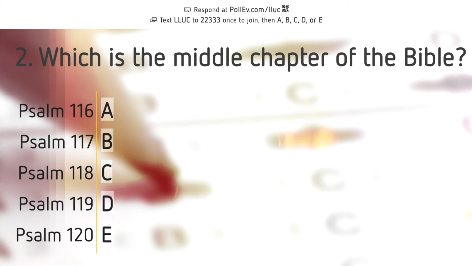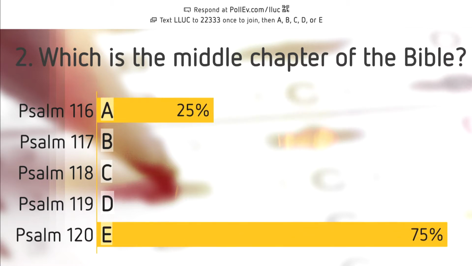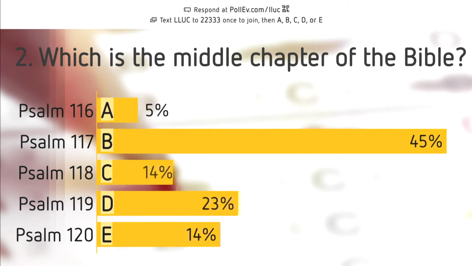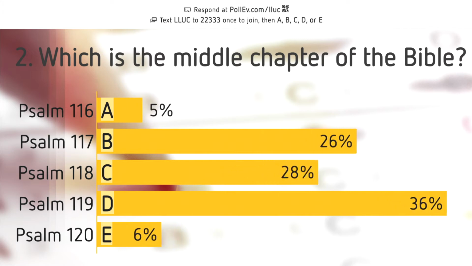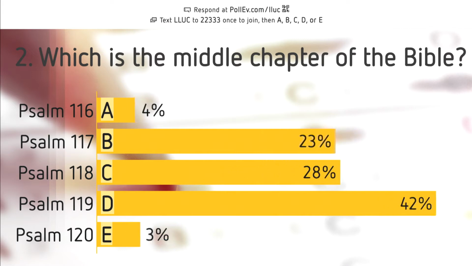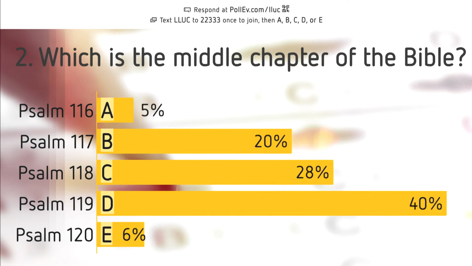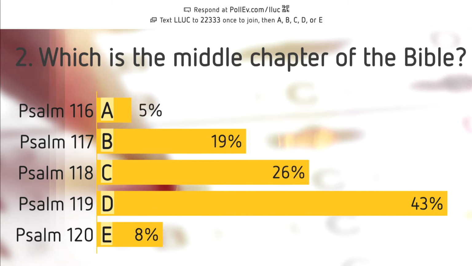Number 2, which is the middle chapter of the Bible? Middle chapter, Psalm 116, 117, 118, 119, or 120. Well, it's kind of a race between 3 there in the middle. We're moving up to 43% for 119. The other's a little behind. All right, so we'll stop there. Middle chapter, B, Psalm 117.